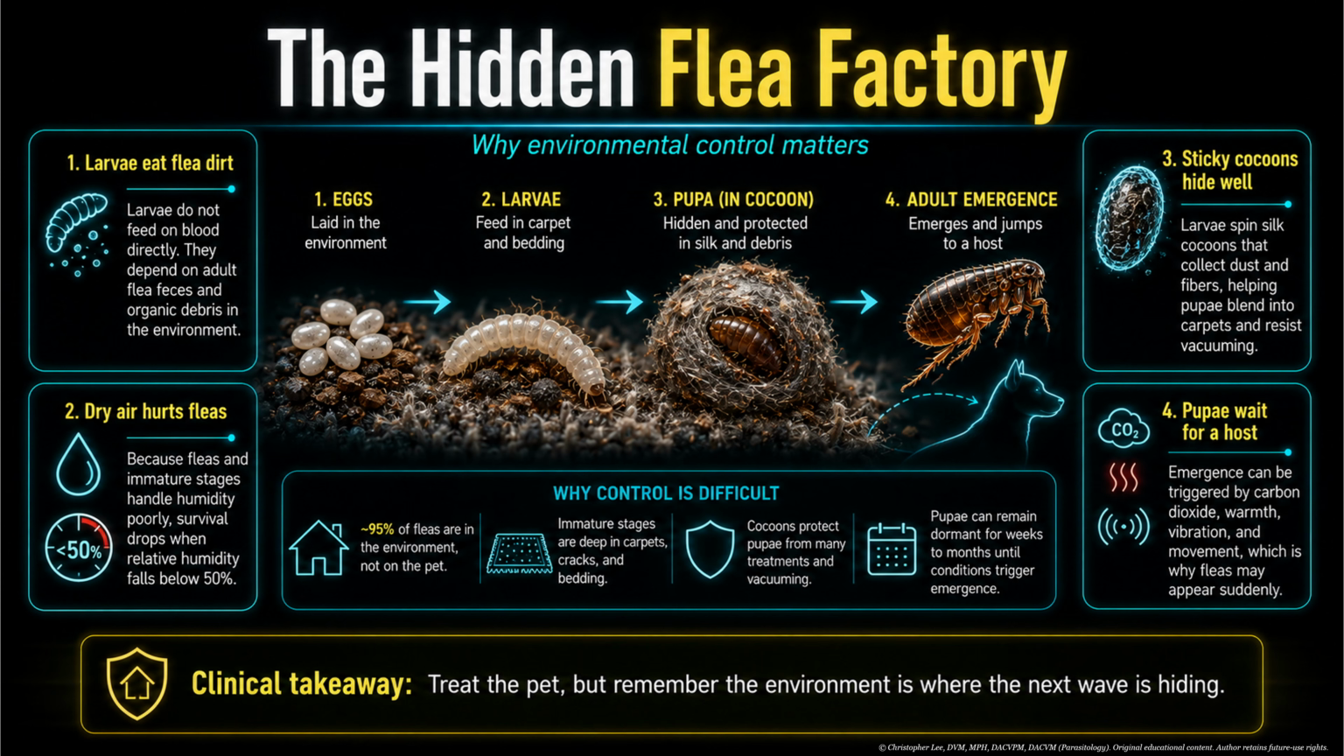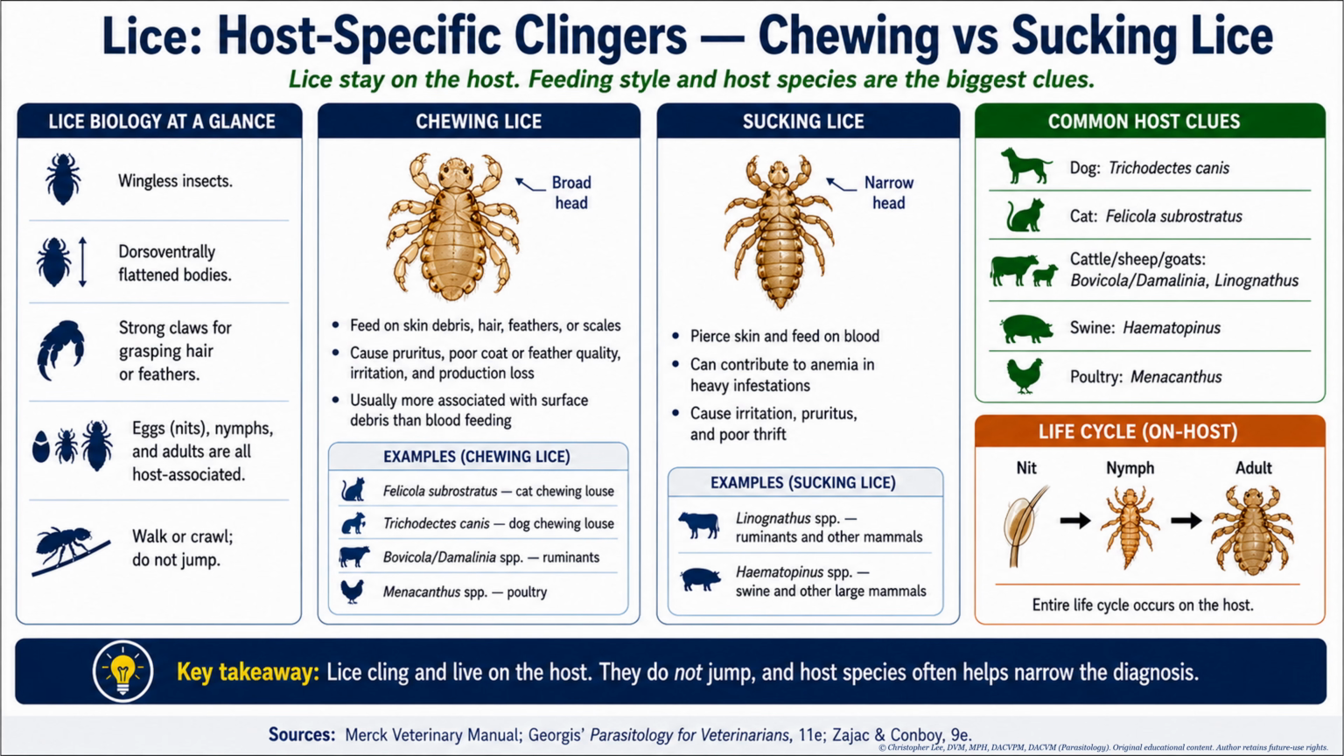That completes the flea strategy. Adults feed rapidly on the host, while most of the developing population waits in the environment. Lice use a very different approach. Now let's move on to lice.